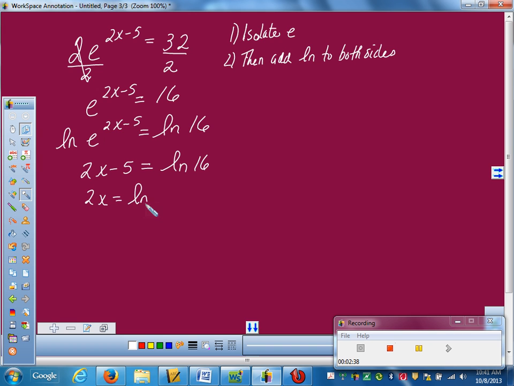Okay, am I adding 5 to 16? No, that 16 is inside the log. I'm adding 5 outside of it. You can't add numbers to inside of a logarithm. And then you're going to divide by 2, and you're going to put that whole thing in your calculator and get a decimal answer.